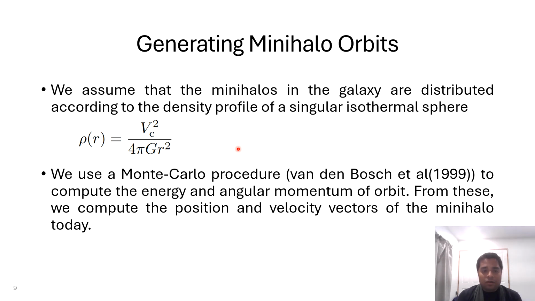Now we use a Monte Carlo procedure to draw random orbits from the singular isothermal sphere. We compute the energy and angular momentum of the orbit, and from these two we compute the position vector and the velocity vector of the mini-halo today.